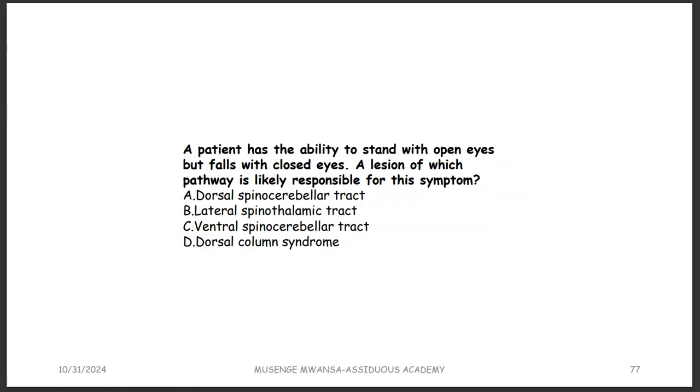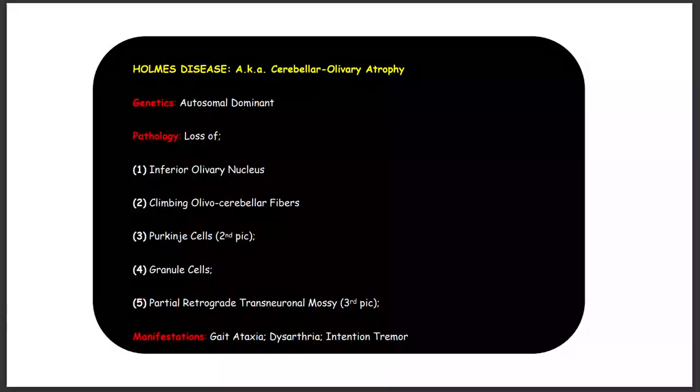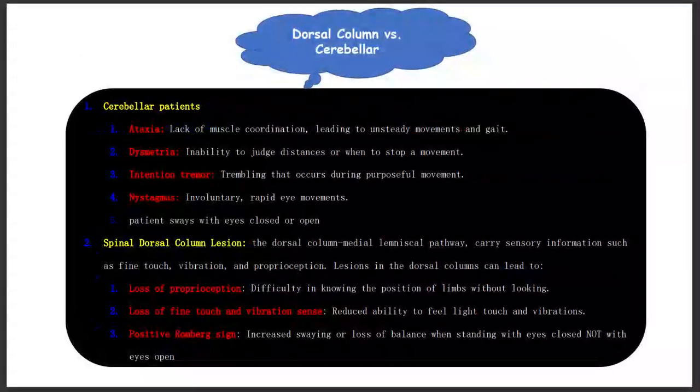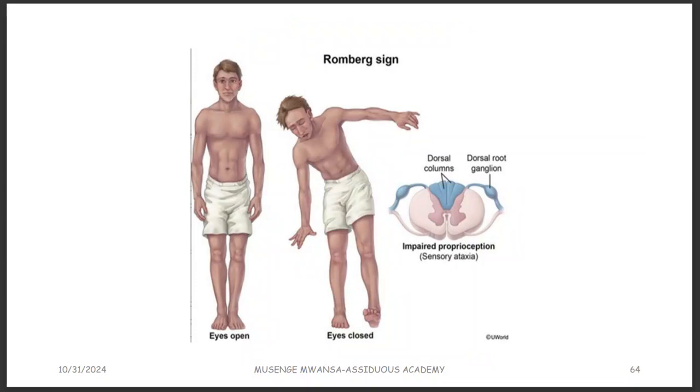A patient has the ability to stand with open eyes but falls with closed eyes. Now, I love that one. I just want to show you something so that as you even answer. So here, when you are comparing the dorsal column, medial lemniscus, and the cerebellum, the good difference is, if there's a lesion to the cerebellum, it manifests the same as the spinal cord lesion, except for the cerebellum, the patient is going to sway on the sides with eyes closed or open. Whether you open your eyes or you close your eyes, when there's an injury to the cerebellum, there's going to be imbalance. But for the spinal cord, if there's a lesion, there's going to be swaying to the sides only when your eyes are closed and not when they're open. Remember the Romberg sign where we are holding so that they don't fall.